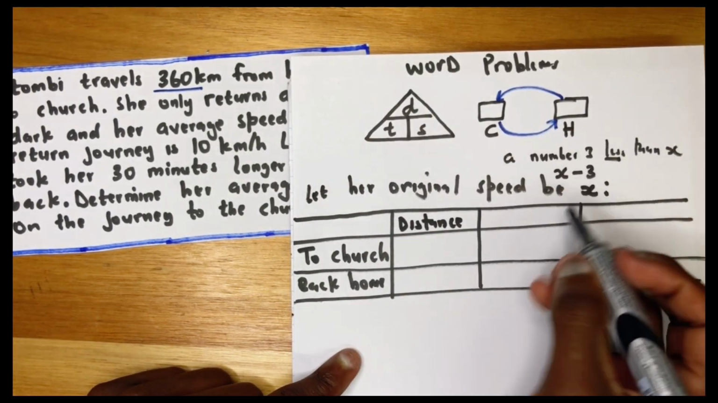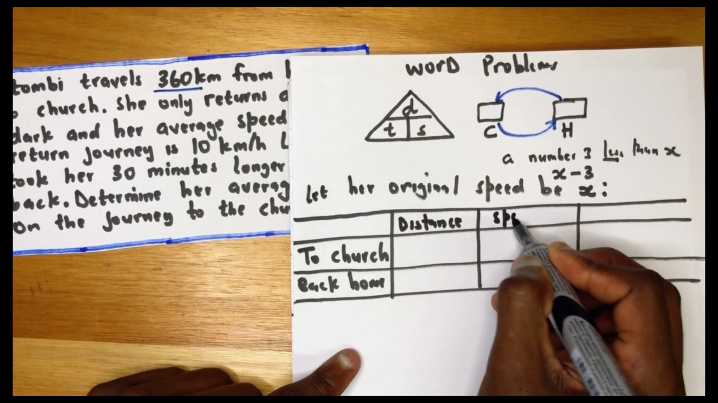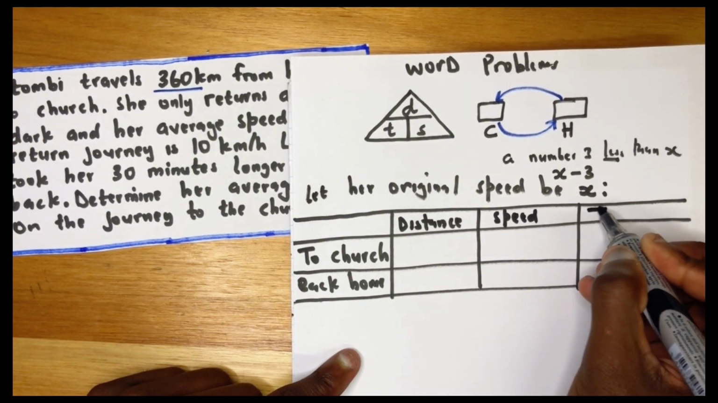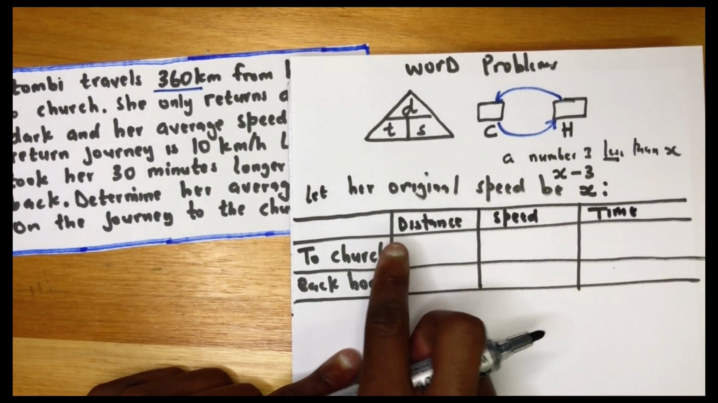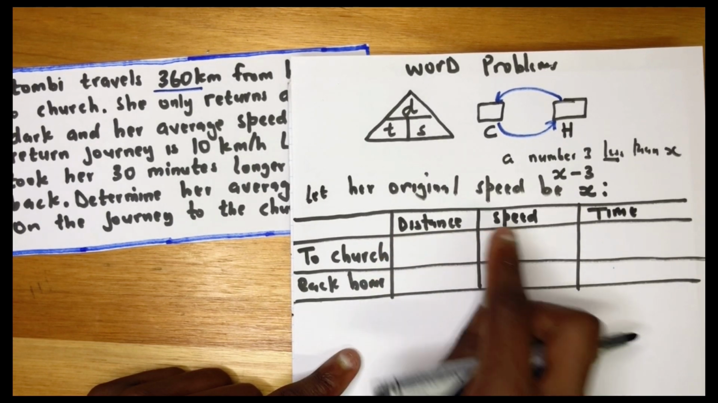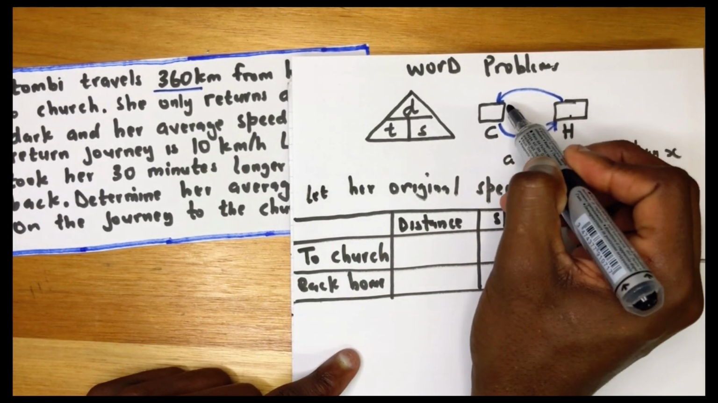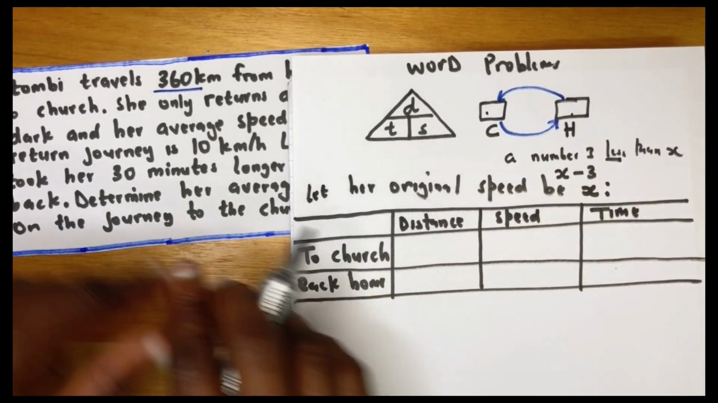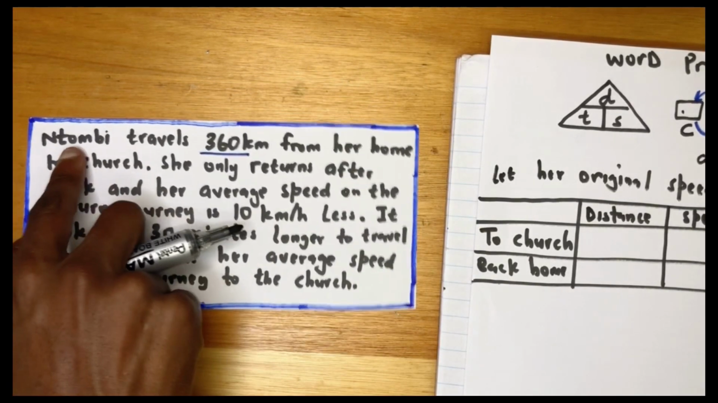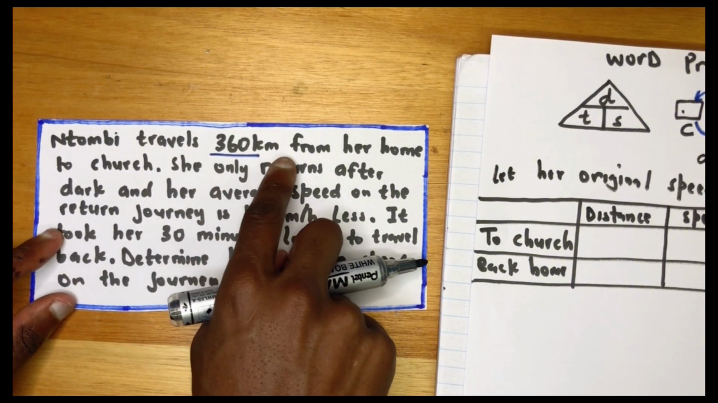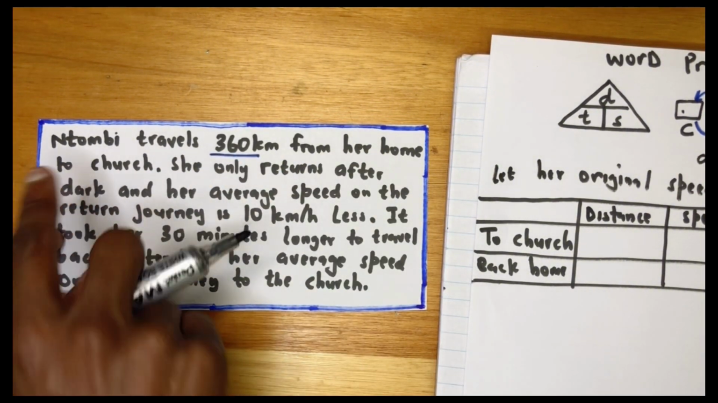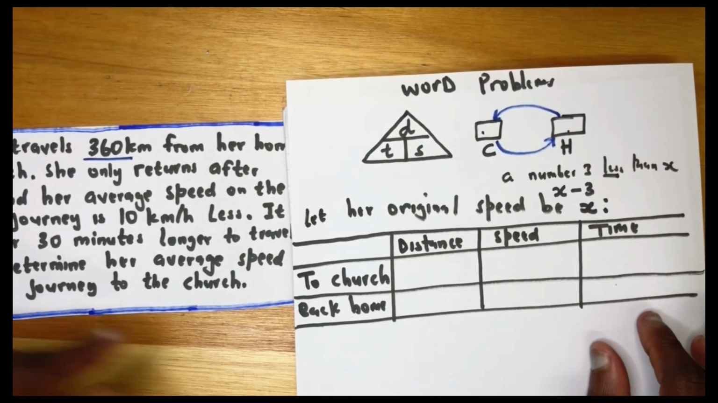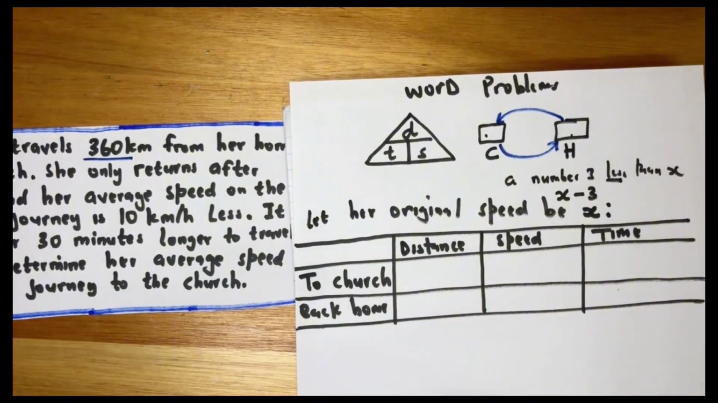Then we have the what? The speed. And then obviously, we have the time, because she took the distance. Remember, the distance from home to church will be the same as the distance from church to home. And we were told that Ndombi travels 360 kilometers from her home to church. So all in all, the distance from church to home is 360.